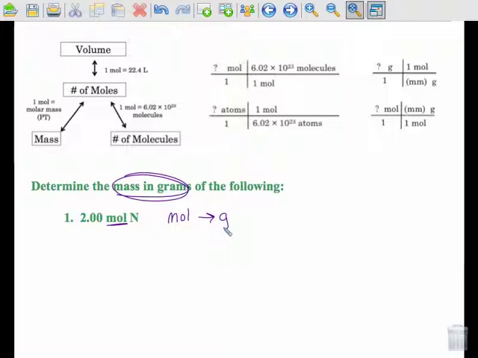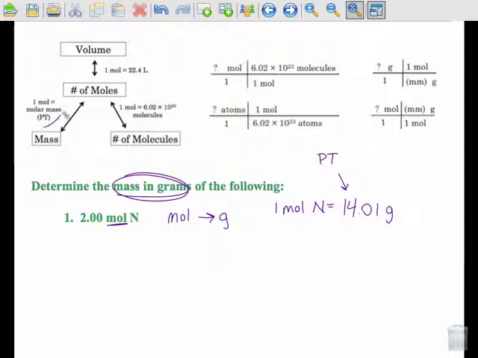The other thing we have to talk about is a concept called molar mass. Molar mass is simply the atomic masses of all the elements in a compound. In this case, all we have is 1 mole of nitrogen. So 1 mole of nitrogen is equal to the atomic mass of nitrogen. So what I'm going to do is use my periodic table, find nitrogen, and find that the molar mass of nitrogen is 14.01 grams per 1 mole. So this right here came from the periodic table.